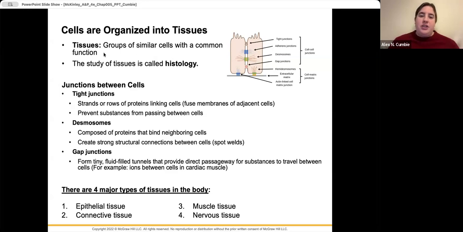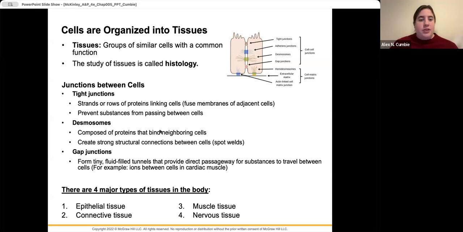So, we have a few definitions, tissues and histology. The study of tissues is termed histology, which is why in your laboratory structure list, you have histology sections where we're looking at tissues under the microscope. The definition of tissues is a group of similar cells with a common function. So these cells are similar to each other, they come together with these junctions and they perform a function.